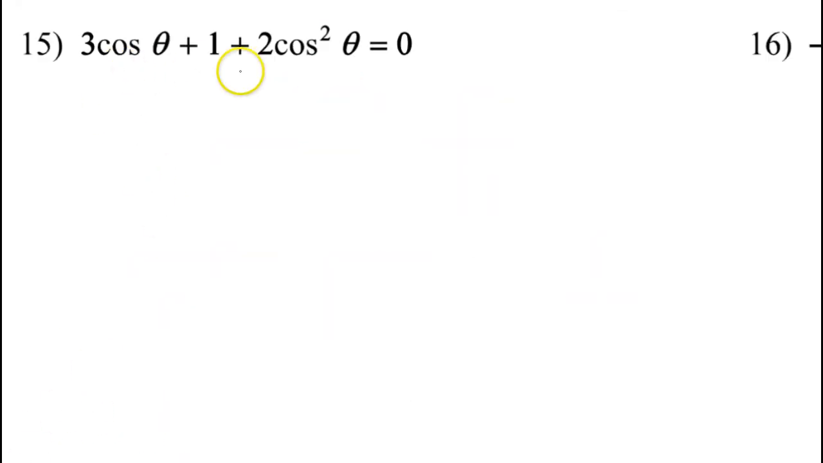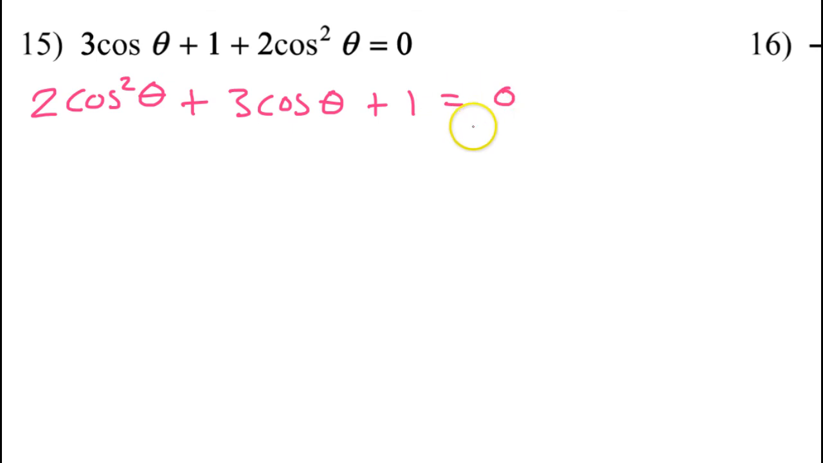This problem is a little bit easy in the sense that it only has cosine in it. I'm going to rearrange it to put the highest exponent first. So I'm going to put my 2 cosine squared theta in the front, followed by 3 cosine theta, followed by the plus 1 is equal to 0. Now chances are this can be factored. So let's try to factor this.